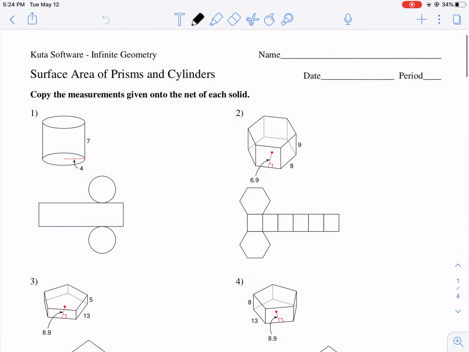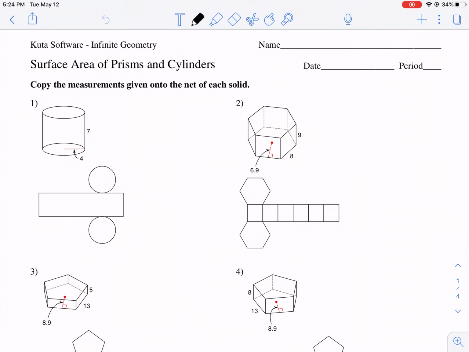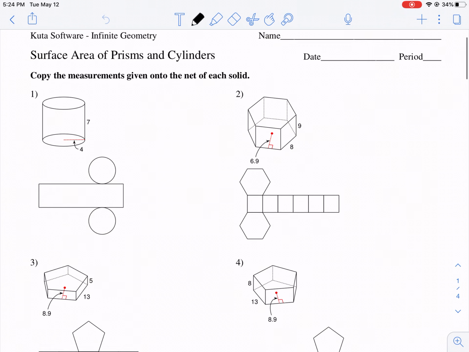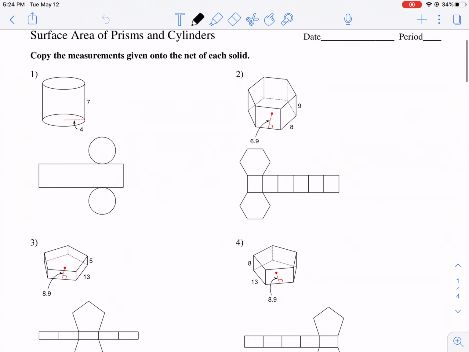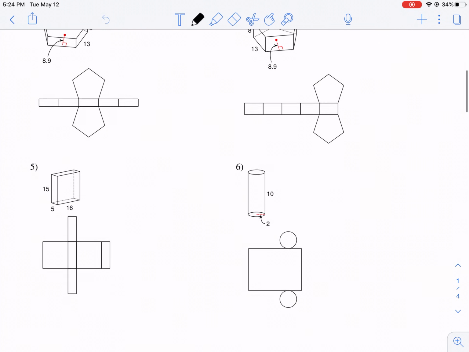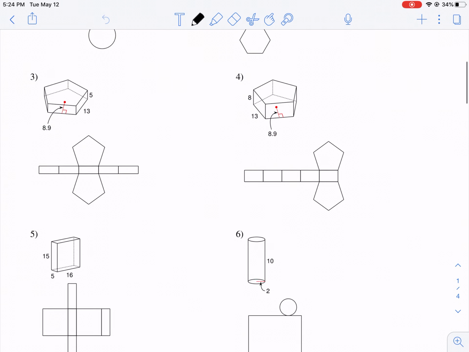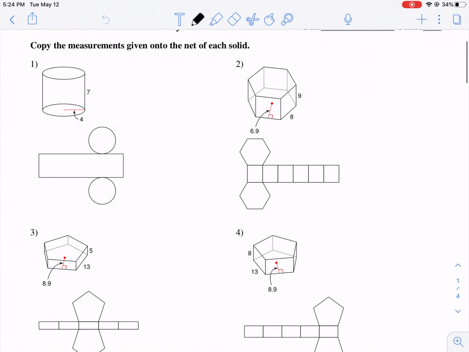Today we're going to be doing a Kuta Software worksheet on surface area of prisms and cylinders. This is specifically for geometry students. So let's go ahead and jump right into it. We have a bunch of examples, and we're going to do one of each type of shape so you understand how to do this problem.